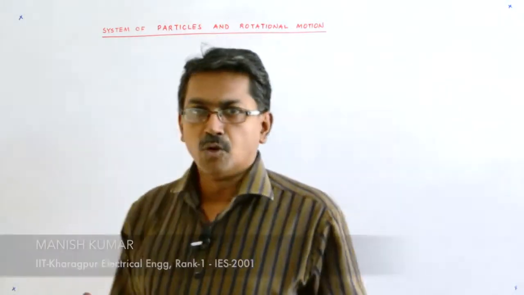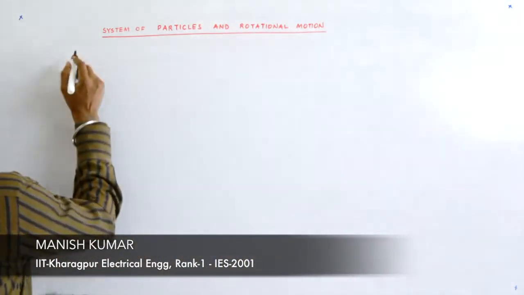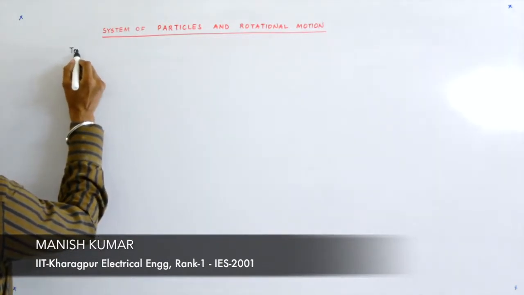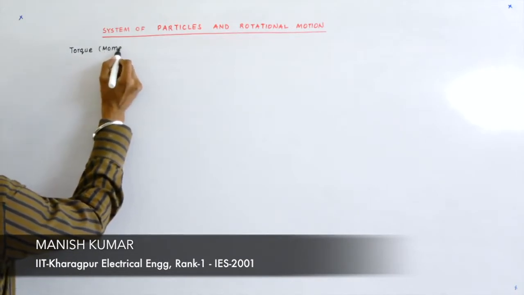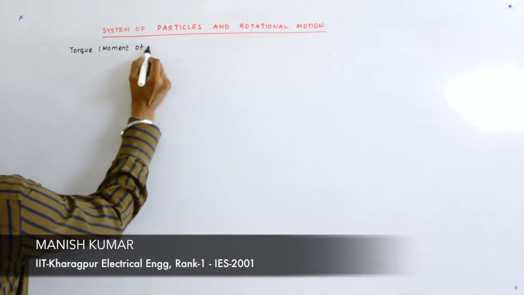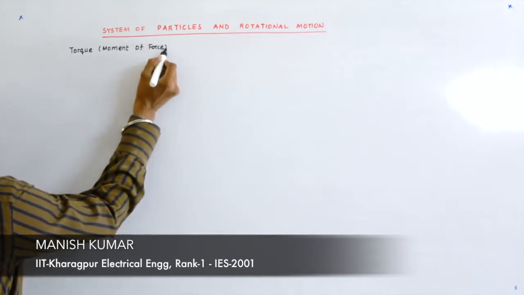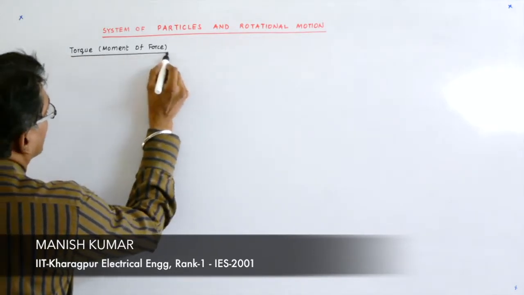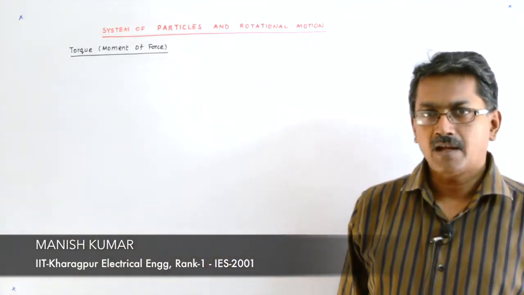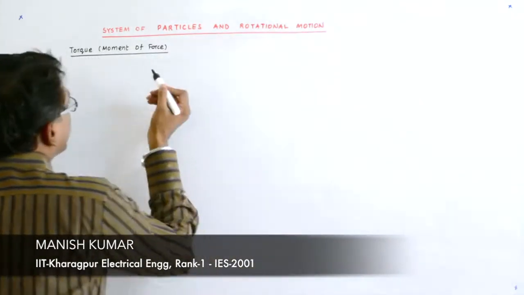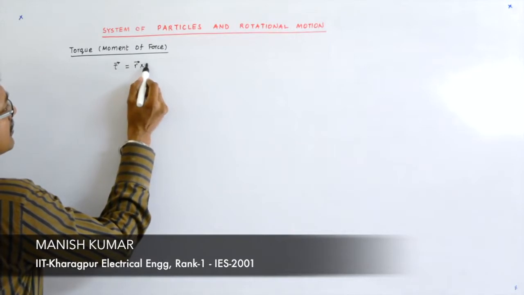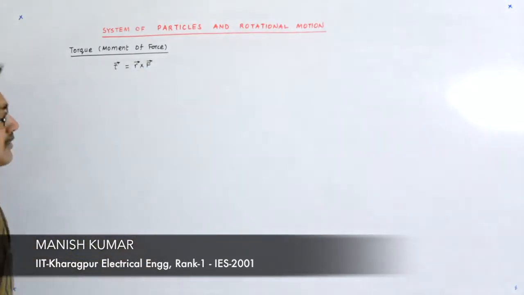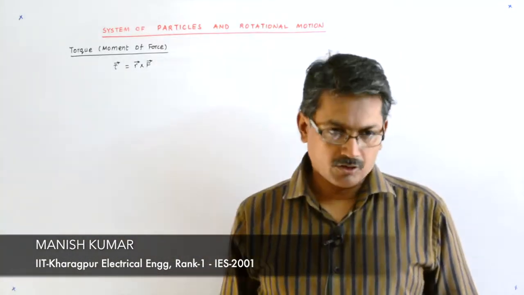So we had done the moment of force and we saw torque. Actually, we did the torque, which we call the moment of inertia. No, it is moment of force. Okay, it is moment of force. And we saw that it is a vector and it is given by r cross F. Fine.